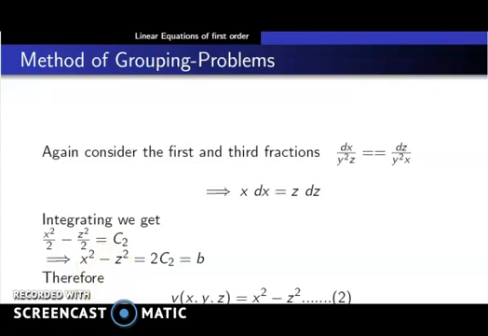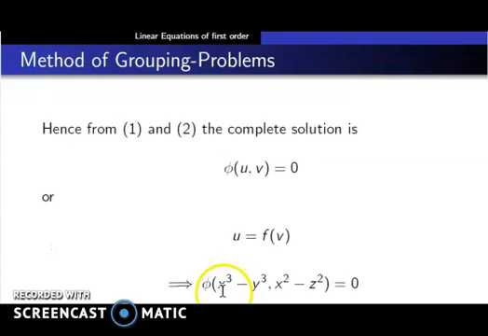Thus we have got two solutions for our subsidiary equation. Hence we have got the solutions: u is x cube minus y cube and v is x square minus z square. We can say that these are independent of each other. That means we cannot express u as a function of v or v as a function of u. They are independent of each other.